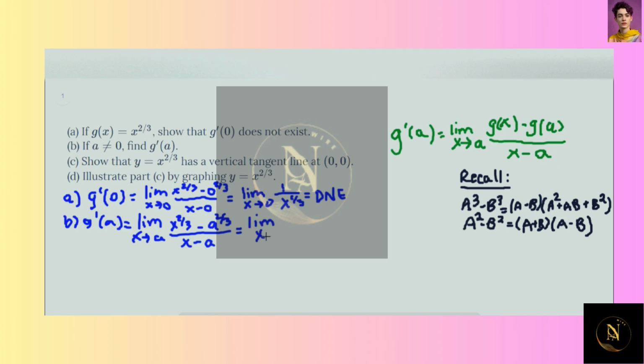To simplify our answer a little quicker, we're going to write the numerator and the denominator in terms of x to the 1/3 and a to the 1/3. So the first term, x to the 2/3, can be thought of as x to the 1/3 squared, and then a to the 2/3 can be thought of as a to the 1/3 squared, and then x minus a can be instead x to the 1/3 cubed minus a to the 1/3 cubed.